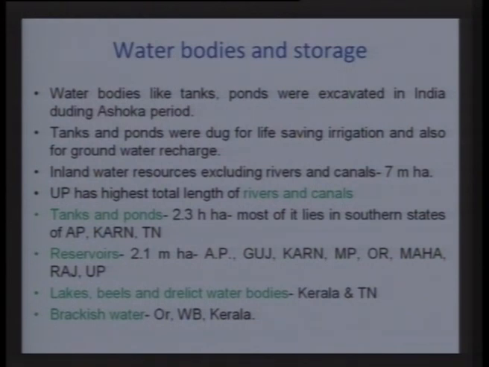Then lakes, beels and derelict water bodies are also observed to be good source of water, and they are found in the states of Kerala and Tamil Nadu. And brackish water is another water resource which is found in the states of Odisha, West Bengal and Kerala. And these various forms of water bodies are utilized for various beneficial purposes, for irrigation and for fish cultivation, etc.